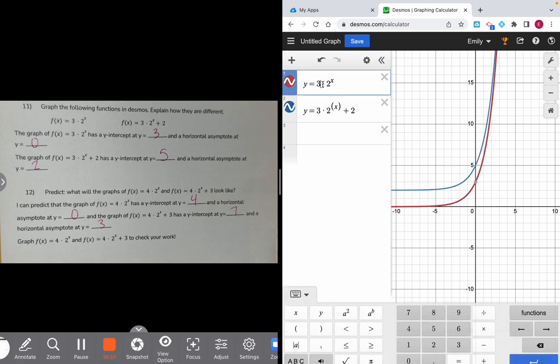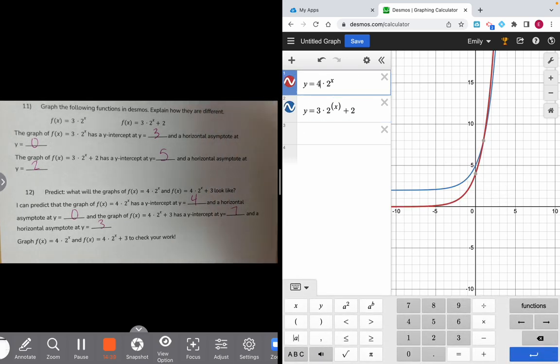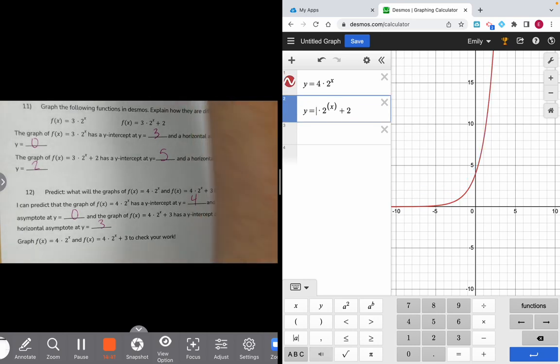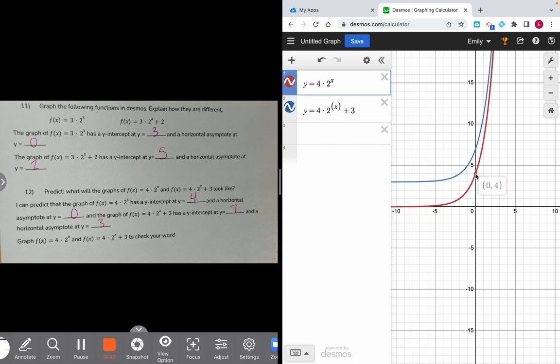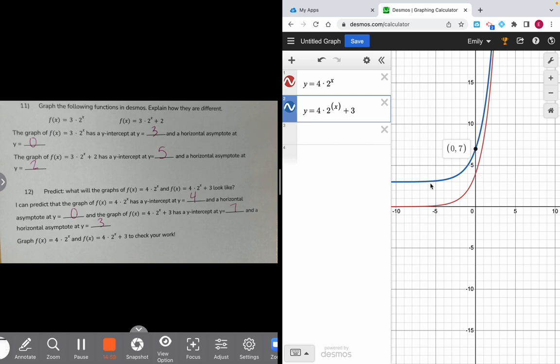Now we want to check that. So here we have 4, and then here we have the 4 as well, and then we added 3 to it. And so in the first one, you'll notice this red one, we have a y-intercept at 4 and a horizontal asymptote at 0. So that's exactly what we predicted. And then we have this y-intercept at 0, 7, and the horizontal asymptote at y equals 3. So you see that what we predicted actually came true.